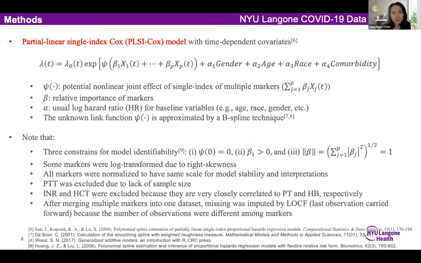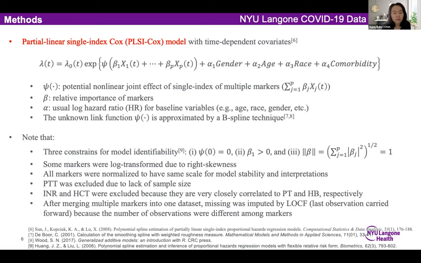Here is the formula for the PLSI Cox model with time-dependent covariates. This model will also adjust for gender, age, race, and comorbidity. The psi portion accommodates the potential nonlinear joint effects of the single index of these multiple biomarkers. The beta here stands for the relative importance of each marker, and alpha, just like in the regular Cox proportional hazards model, indicates the log hazard ratio. The link function was approximated by a B-spline technique. Some biomarkers were log transformed due to the right skewness of the data, and all the markers were normalized to the same scale for model stability and interpretation.